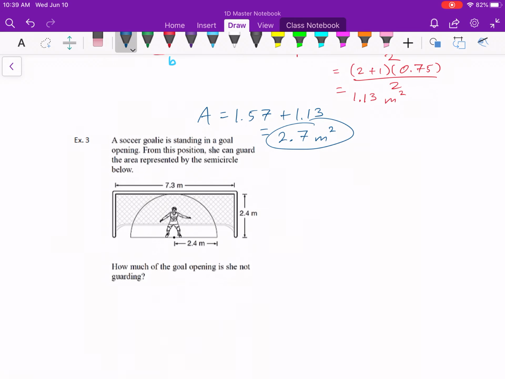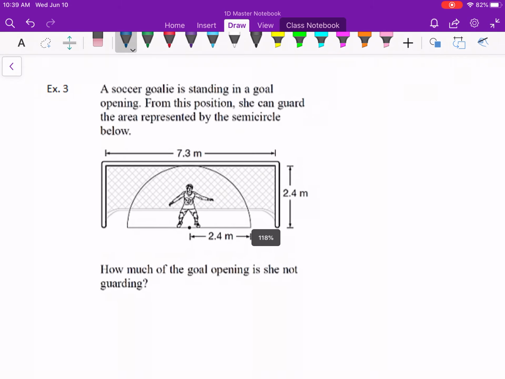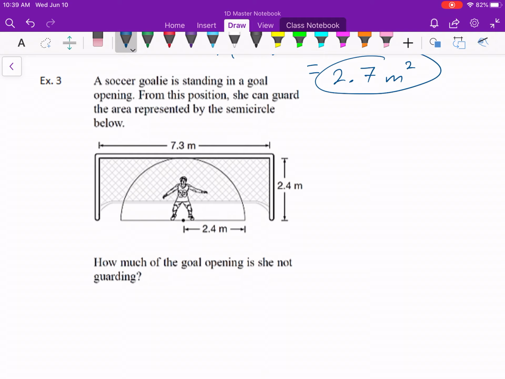The last example is the soccer goalie standing in an opening. From this position, she can guard the area represented by the semicircle below. How much of the goal is she not guarding? All right, so she's not guarding this area here. If someone shoots here, she won't be able to protect the net, and it'll be a goal, right? That's what the question's asking us.